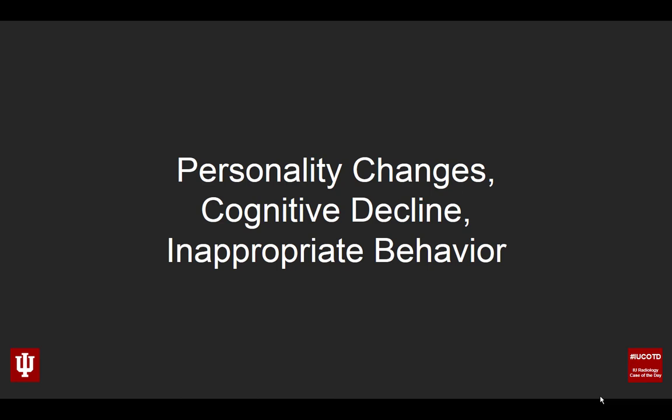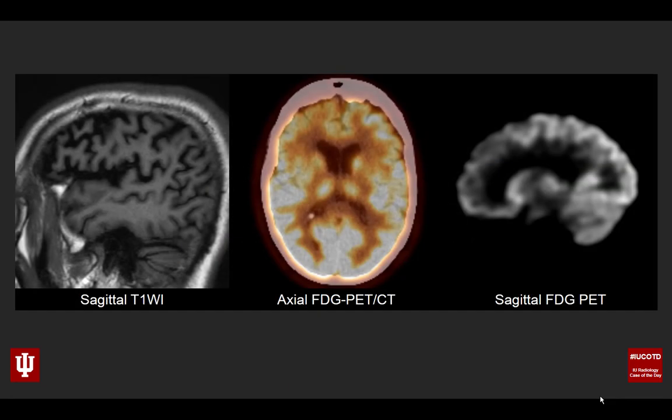So the history here is a patient who presents with personality changes, cognitive decline, and inappropriate behavior. We have three images to look at. The image on the left is a sagittal T1 weighted image. This is through the right frontal lobe. We have an axial FDG PET CT, so this is a fused axial PET CT. And then the image on the right is the sagittal FDG-PET data.